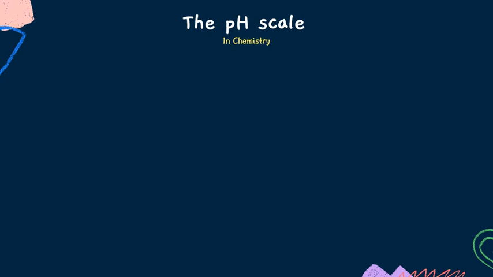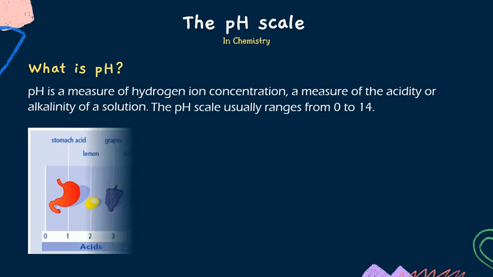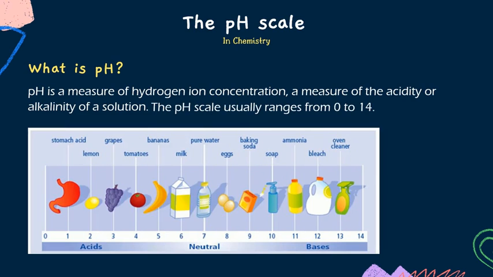So, the pH scale in chemistry. First of all, what is pH? pH is a measure of the hydrogen ion concentration of a solution, and the pH of that solution tells us how acidic or alkaline the solution is. The pH scale ranges from 0 to 14, 0 to 6 being acidic, 7 being neutral, and 8 to 14 being alkaline.